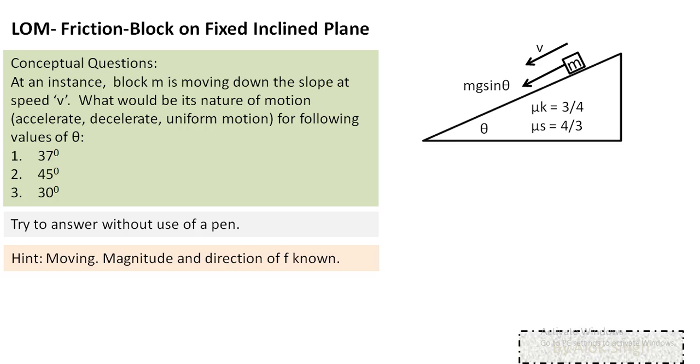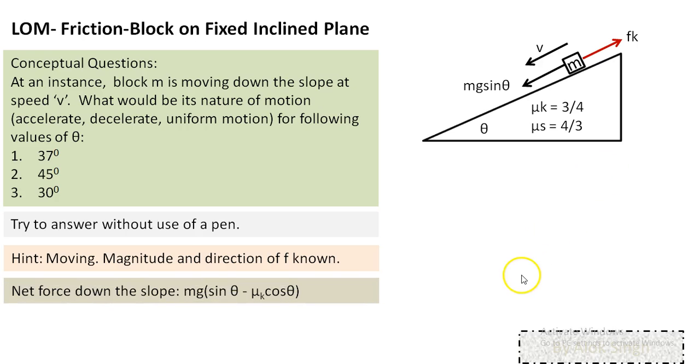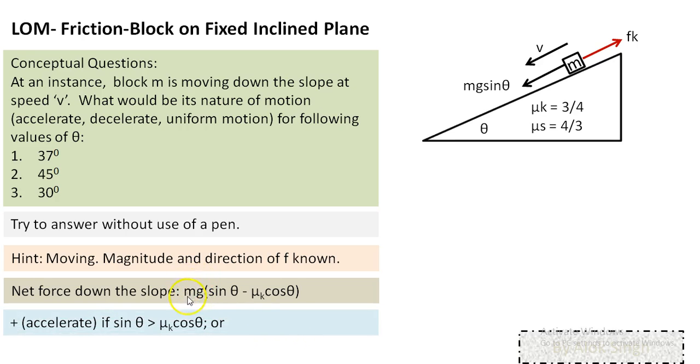So what are the forces acting? mg sin theta is acting downwards and kinetic friction is acting up the slope. What is the net force down the slope? mg sin theta minus mu k mg cos theta. Hence, if this net force is positive, it will accelerate. If this net term is negative, it will decelerate. So accelerate if sin theta is greater than mu k cos theta.